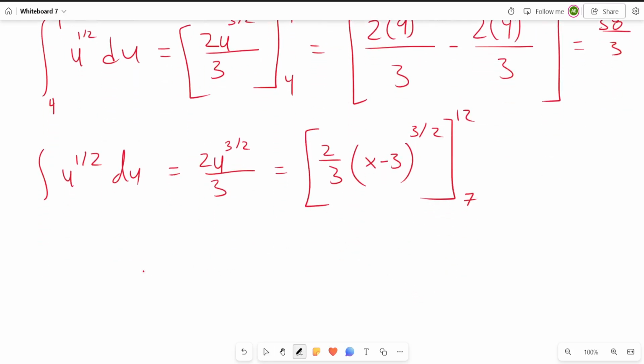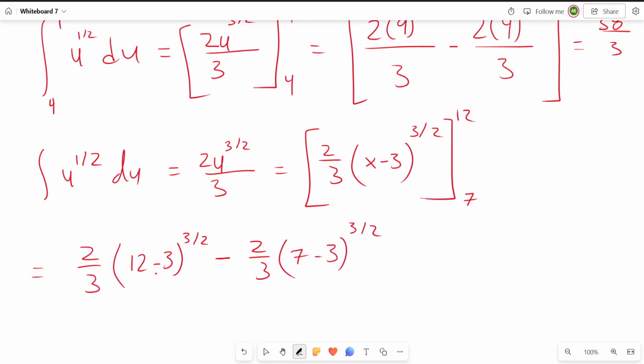And this is going to equal 2 over 3 times 12 minus 3 to the power 3 over 2, and then subtracting 2 over 3 times x, which is 7 minus 3, to the power 3 over 2. And if you plug that into the calculator, you will find that your answer is also 38 over 3.